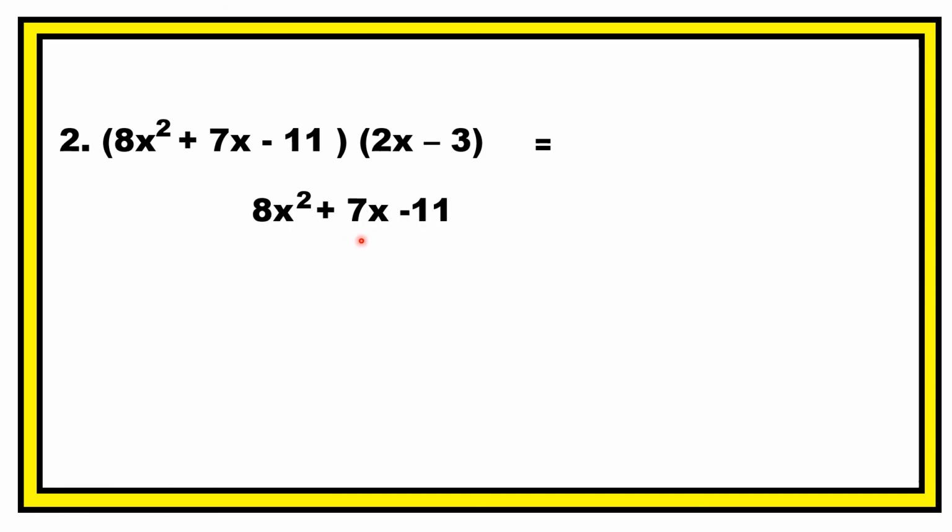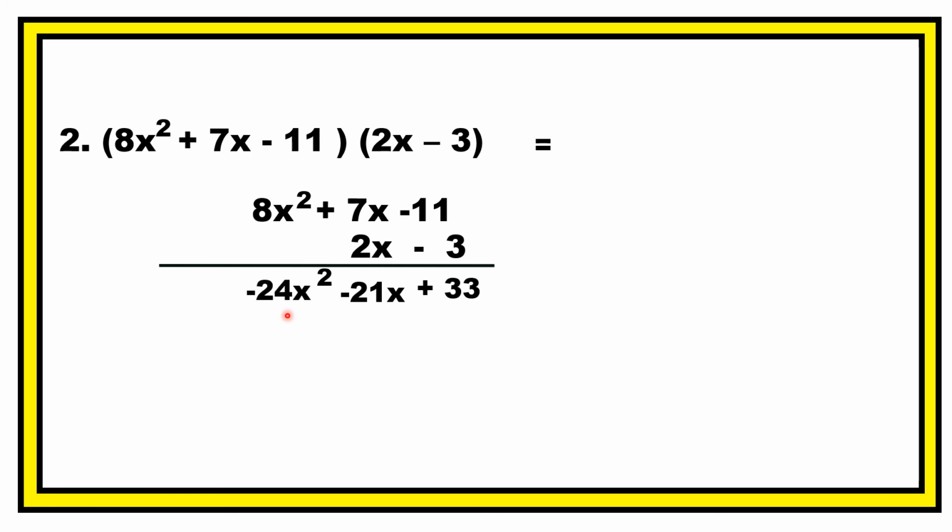8x squared plus 7x minus 11 times 2x minus 3. So first, multiply muna natin yung negative 3 times negative 11. So negative 3 times negative 11 is positive 33. Next, negative 3 times positive 7x. So ang answer ay negative 21x. This time, we have negative 3 times 8x squared. Ang answer is negative 24x squared.